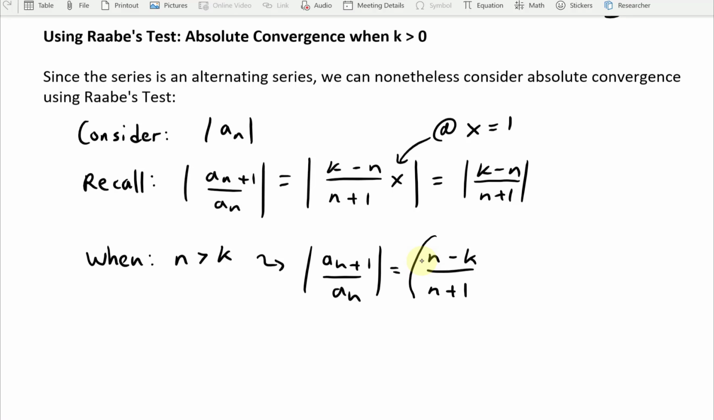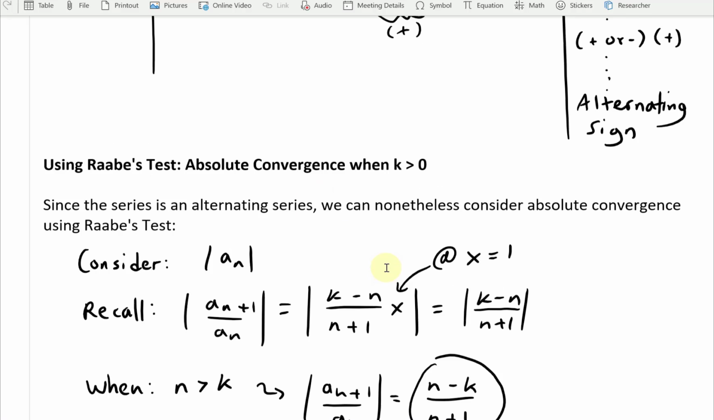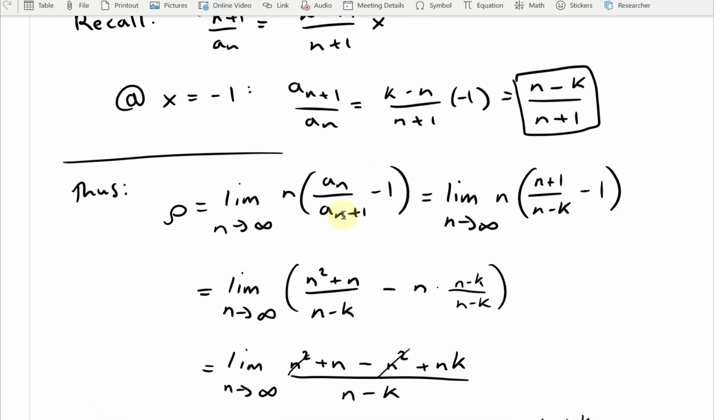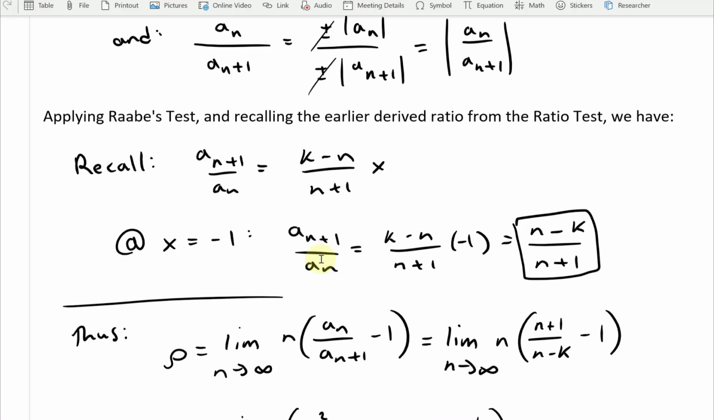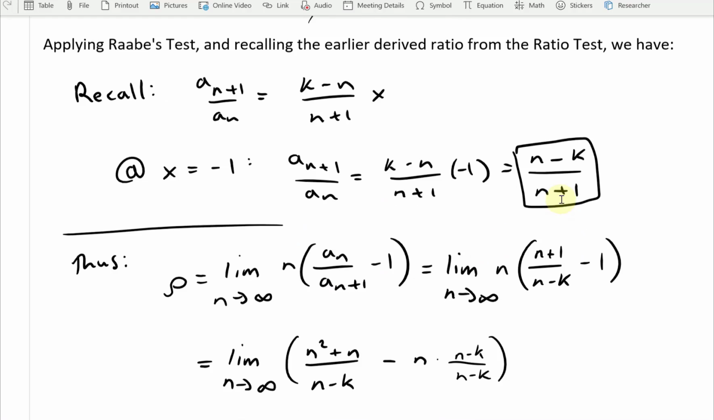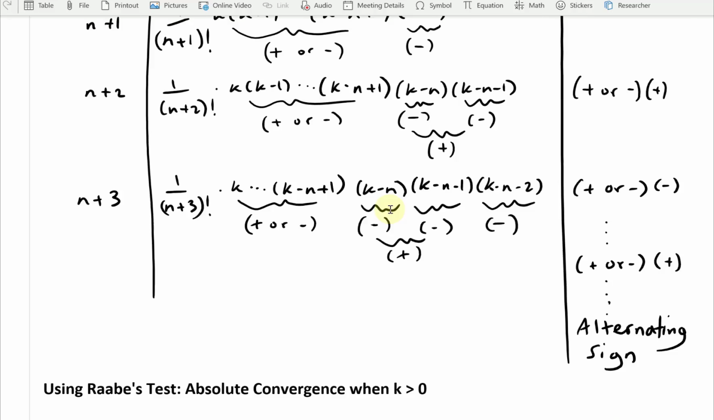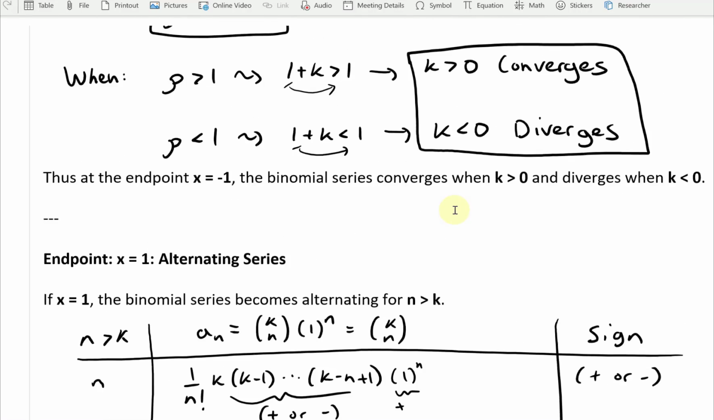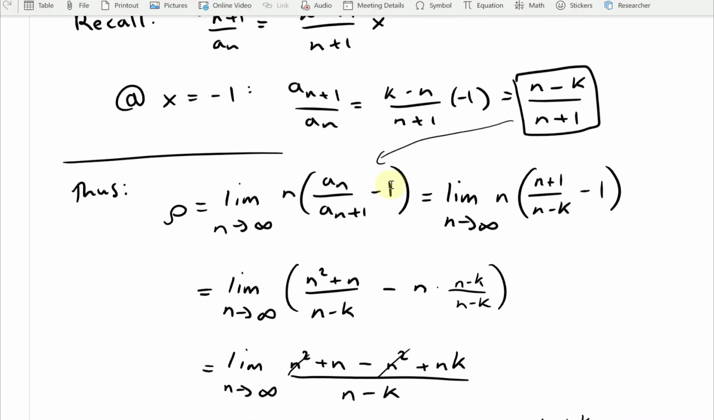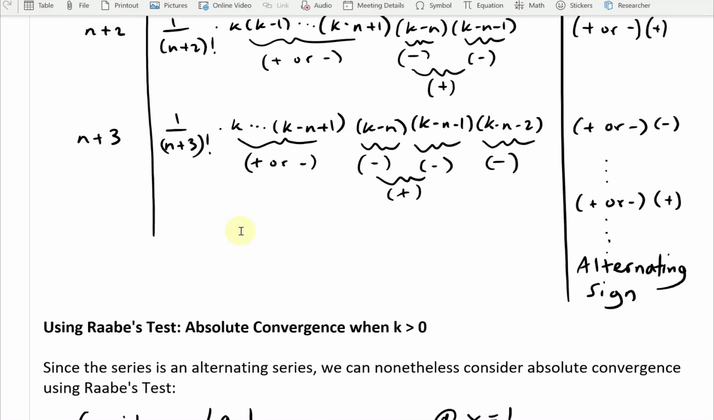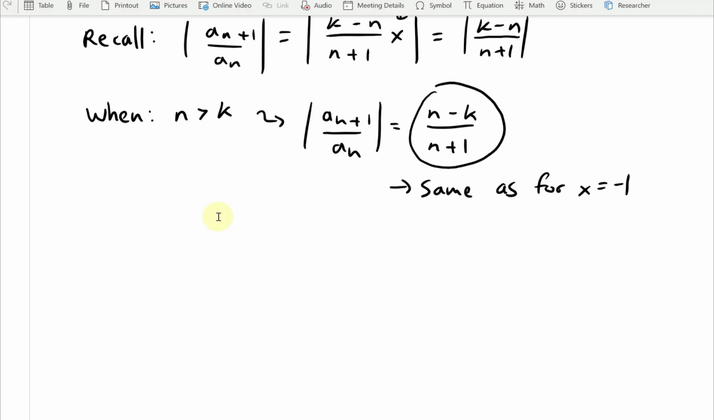And now this right here is the same as for the endpoint x equals -1. If you scroll up to the other endpoint, at x equals -1, we showed that an plus 1 divided by an equals n minus k divided by n plus 1, which is the exact same thing. So we could throw this inside, but now we're looking for absolute convergence, so all the terms are the absolute value of an. We're going to get the exact same answer, and rho is equal to 1 plus k, but for the absolute value of an.